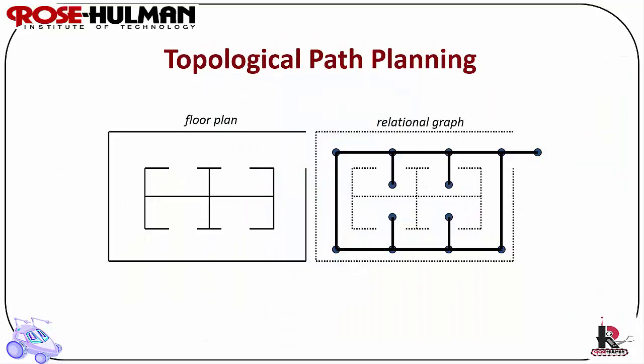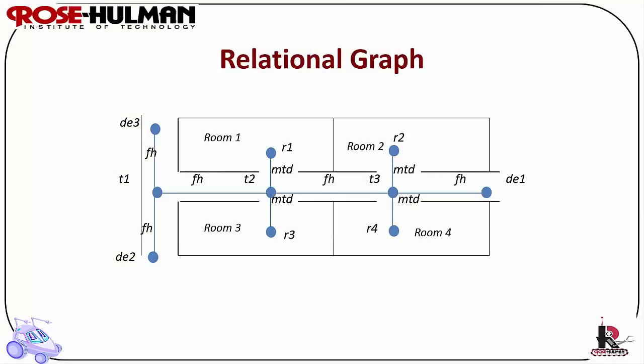Topological path planning. A relational graph has nodes which represent landmarks, gateways, and goal locations. The gateways are opportunities for the robot to change the path heading, and the edges of the relational graph represent a navigable path. Here's another example of a relational graph. The following floor plan has been made into a relational graph.